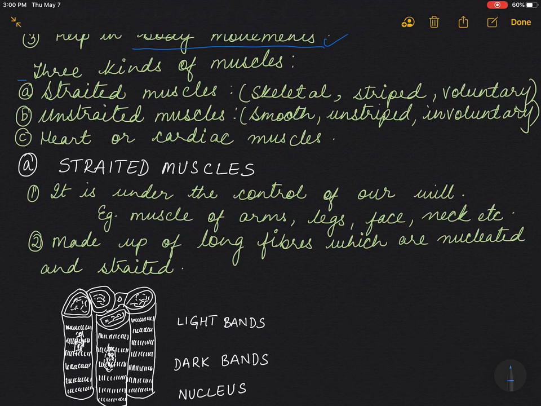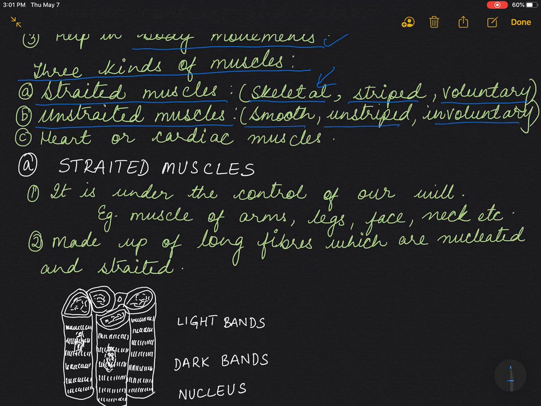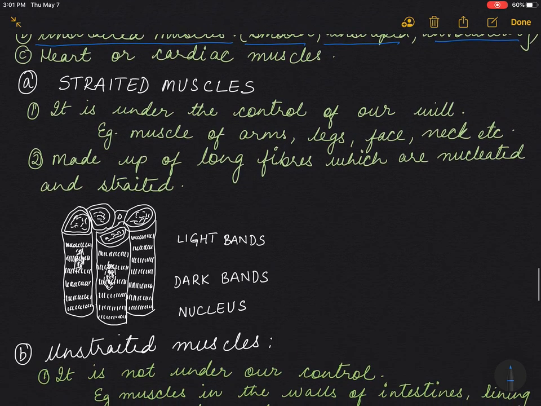Now there are three kinds of muscles in our body. First is striated muscles. Skeletal means it is attached to our skeleton. Striped means it has stripes, and voluntary means it is under our control. Okay, now next we come to unstriated muscles. When we talk about unstriated muscles, we are talking about smooth, unstriped and involuntary muscles. And the third type is the heart or the cardiac muscles.